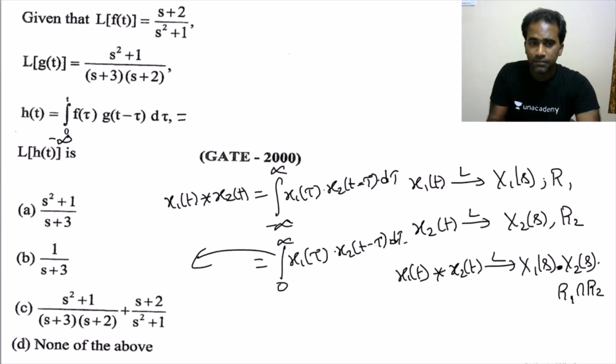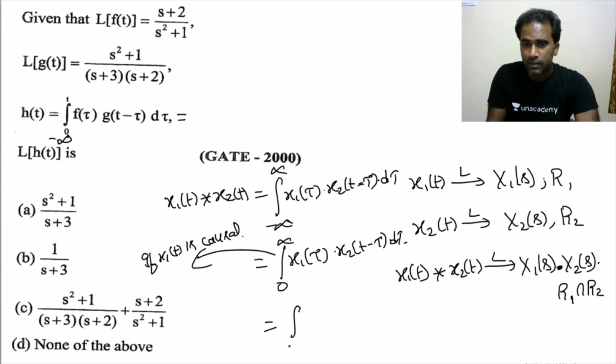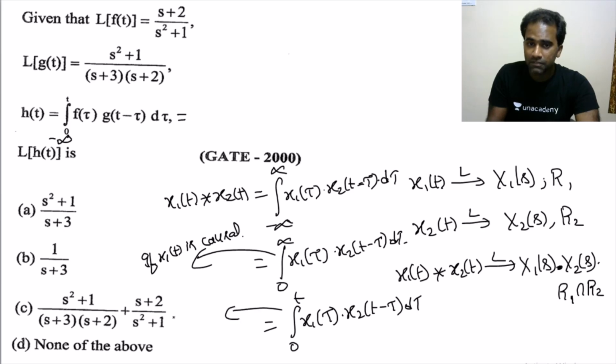This is the formula if the first signal x1 of t is causal. Causal means it exists only for positive time, from 0 to infinity. So then this is equal to the integration from 0 to t of x1 of tau into x2 of t minus tau, which will be the formula if both signals, x1 of t and x2 of t, are causal.